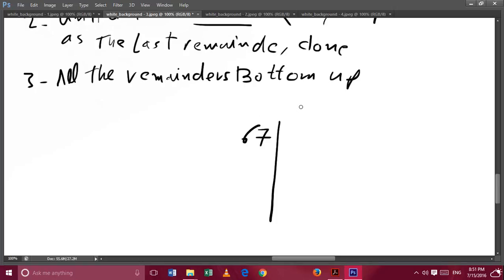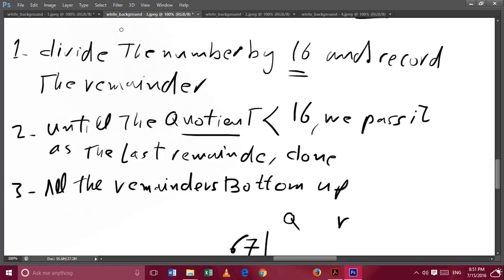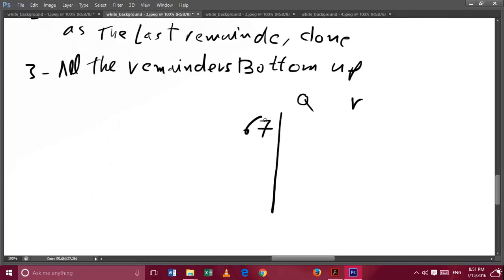We'll just follow the simple algorithm. I'm going to write here Q, this is the quotient, and here R, this is the remainder. So the first step is to divide by 16 and record the remainder. Very good. So 67 divided by 16 equals 4, remainder 3. Why? Because 4 times 16 is 64. So the quotient here is 4 and the remainder is 3.